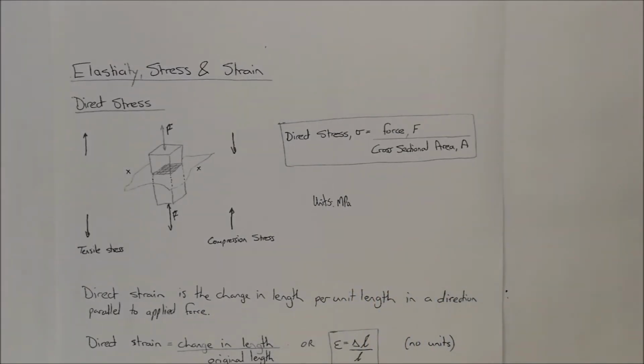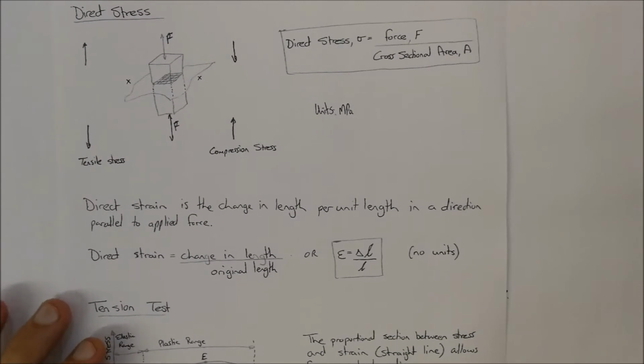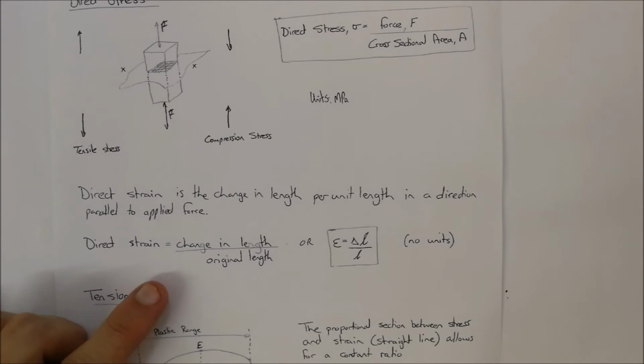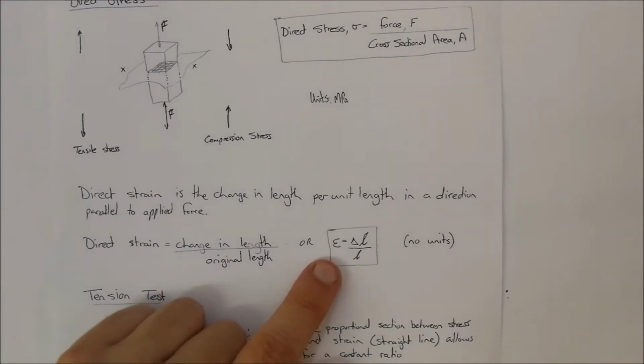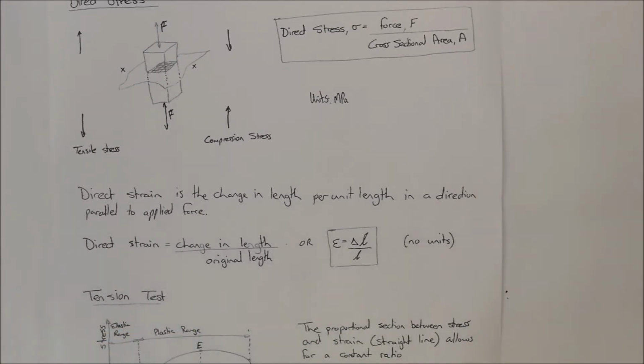Usually it's large values. You can also have it in pascals and kilopascals, but generally these values are quite large. The direct strain is the change in length per unit length in a direction parallel to the applied force. In other words, direct strain, given as epsilon, is equal to the change in length over the original length, so that's delta L over L, where L is the original length.